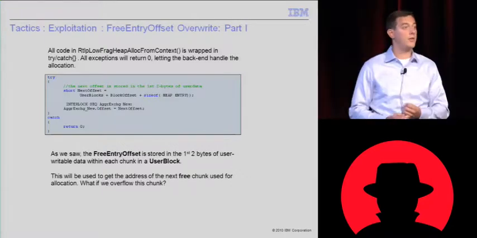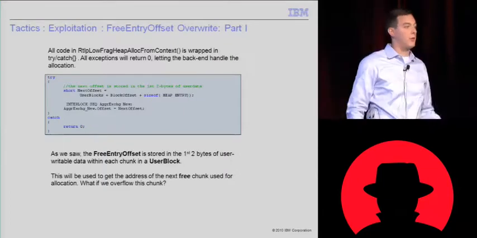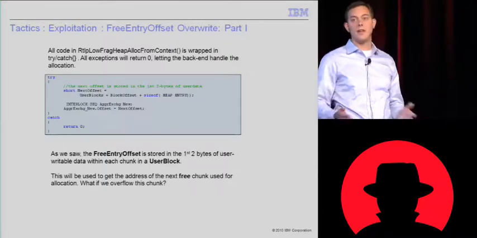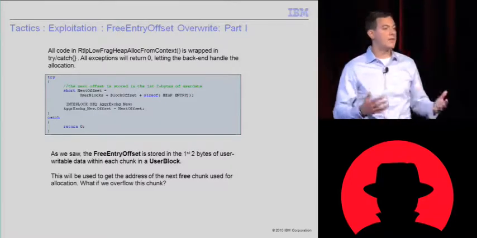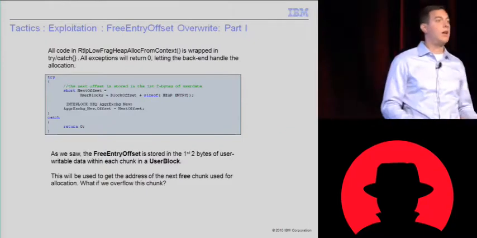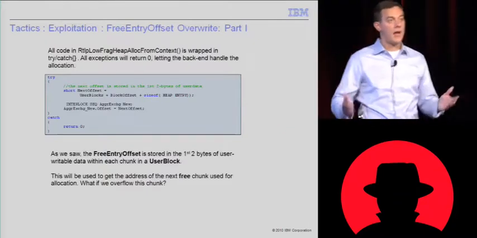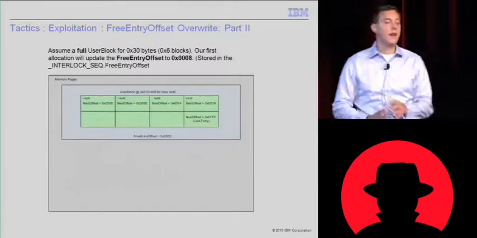If it's uncommitted memory, an exception happens. Nicely, the back-end allocator will fulfill the request. The calling process is none the wiser. If you can keep triggering this, you could potentially guess values that could be the heap base, and you could perform Ben Hawkes's heap handle override attack to gain code execution. But back to the free entry offset.